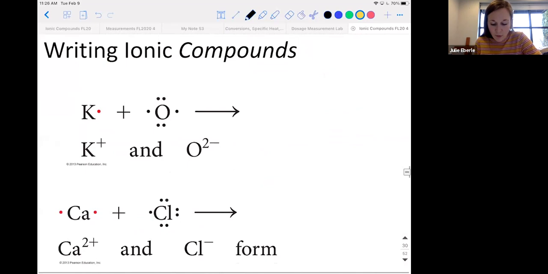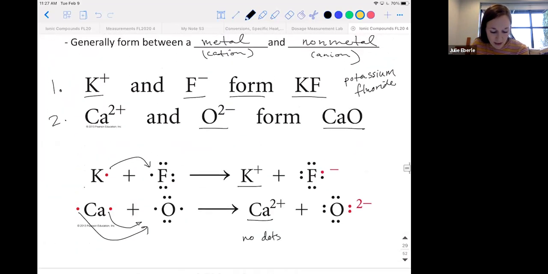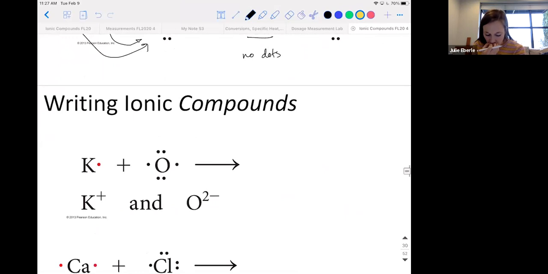So let's work on writing some ionic compounds. So we're going to switch things around. We have the same elements as the previous slide, but what if potassium is going to go with oxygen? Because sometimes you have ions that have different charges. So what was nice about these up here is you had a +1 and a -1. You had a +2 and a -2. Those match, right? Well, sometimes it's not always that easy. Sometimes the numbers on the charges don't match. And that's the case you have here.